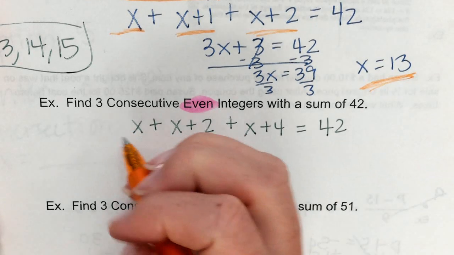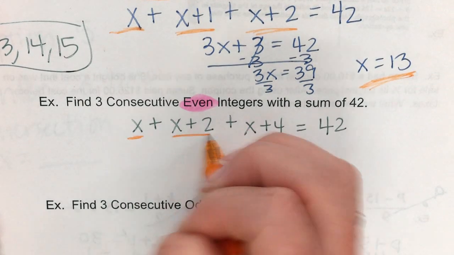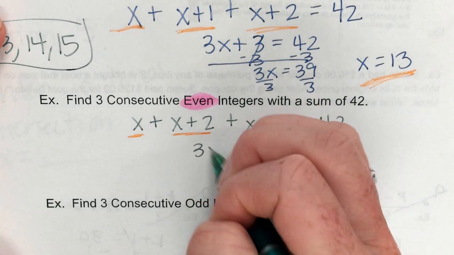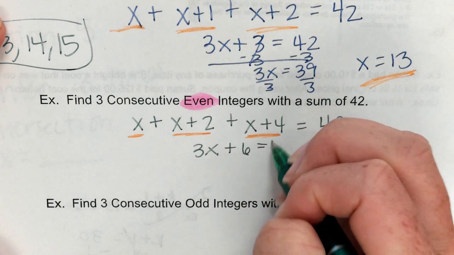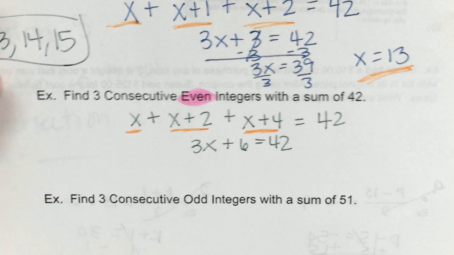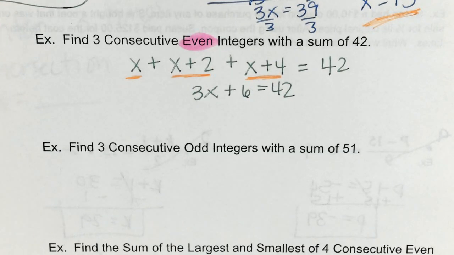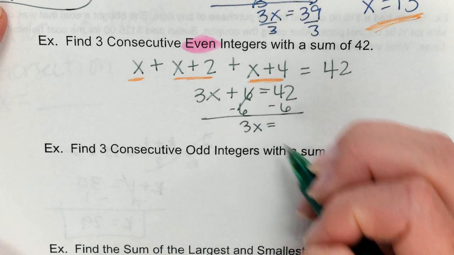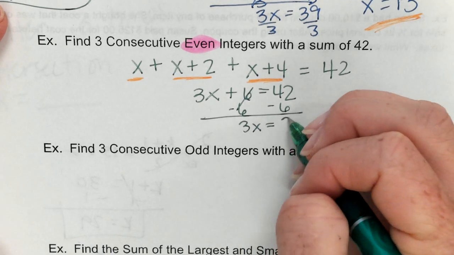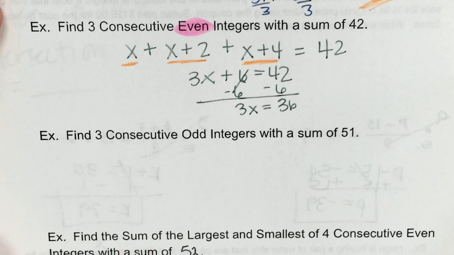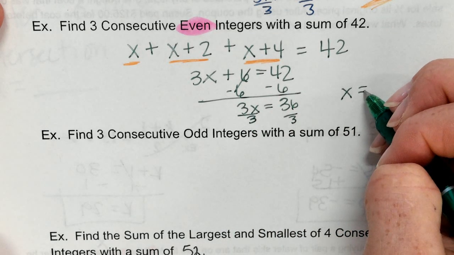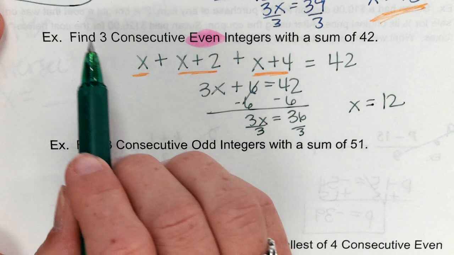Let's say it again. This is the first number. This is the next even number. This is the next even number. Can I combine like terms? X plus x is? 2 plus 4 is? Equals 42. Get rid of the constant by subtracting. So I have 3x equals, and 42 minus 6 is 36. Divide by the coefficient, and 36 divided by 3 is 12.